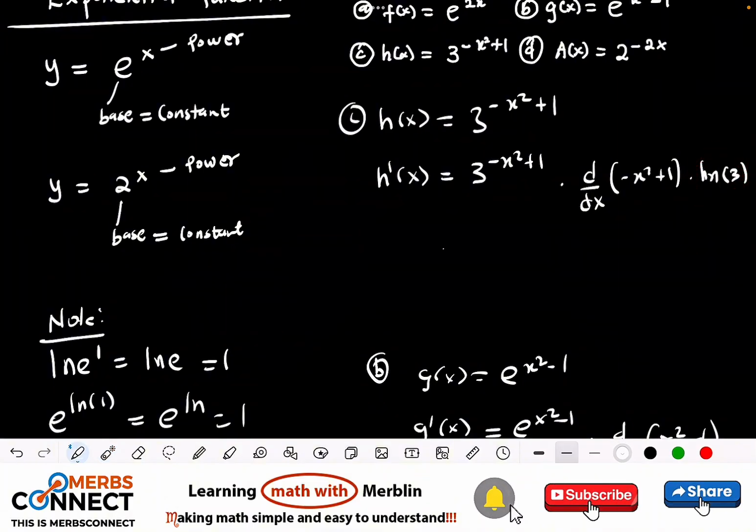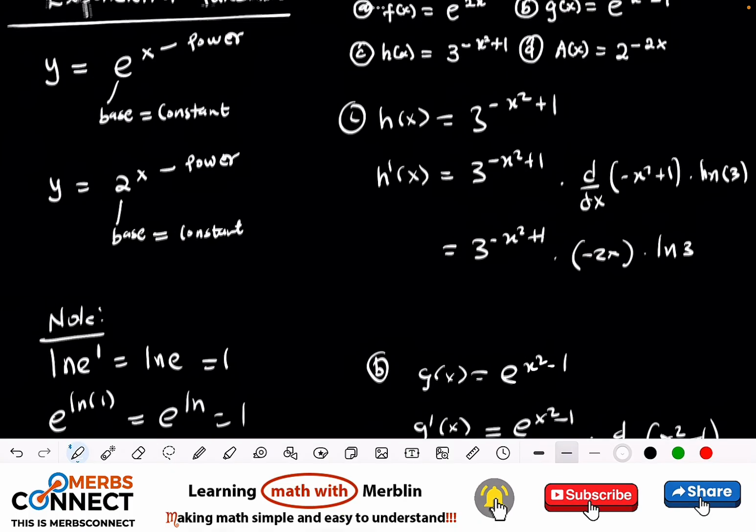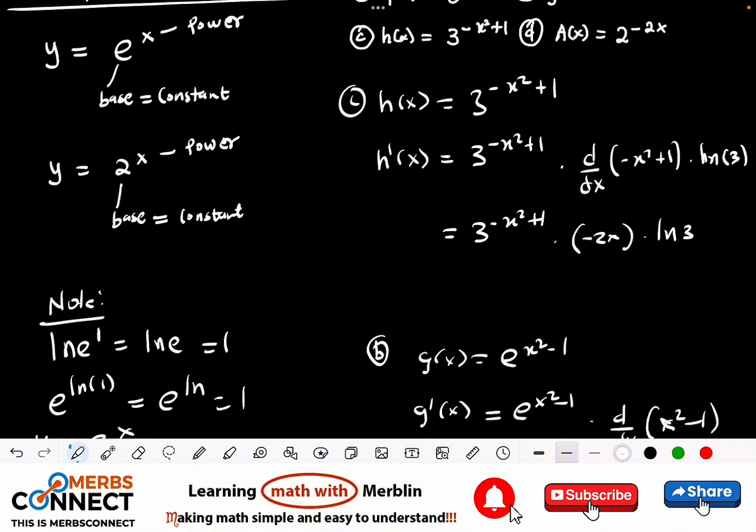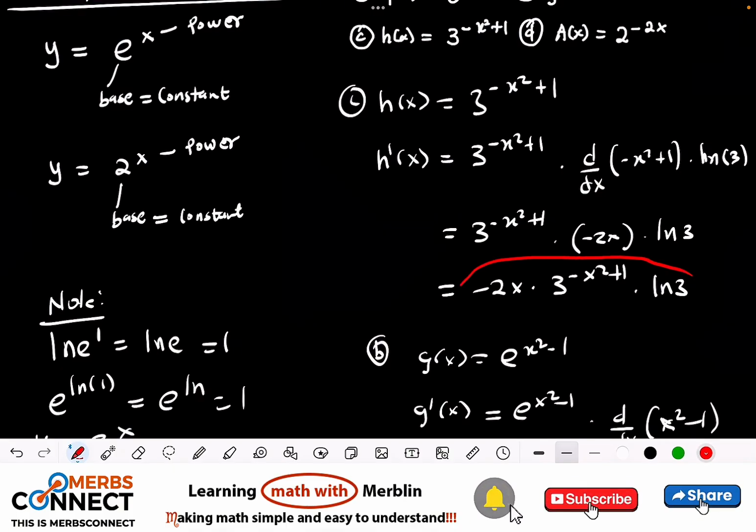So this is going to give us minus x squared plus 1. Then when I differentiate minus x squared, I'm going to get minus 2x. When I differentiate 1, I'm going to get 0 times ln of 3. So here you don't need to even check it on the calculator. What is ln of 3? You can just maintain it like that. So this is going to give us minus 2x times minus x squared plus 1 times ln 3. So this will be the final result, right?